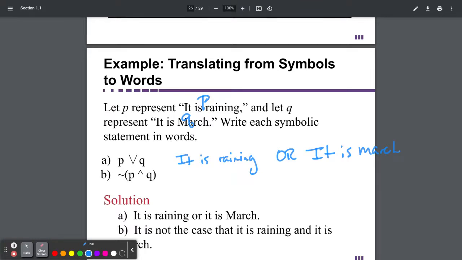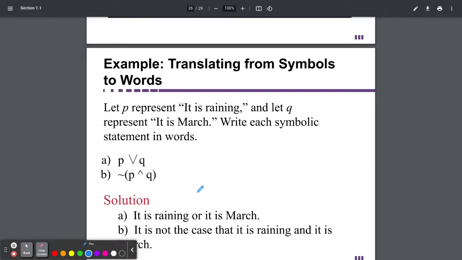You don't just guess your way through this, but the idea is, what would be the solution? All we're doing here is writing out the statement. So it's either it is raining or it is March. On the next one, it's the negation of that. It is raining and it is March, but it's a negation, so it is not the case that it's raining and it is March. We're just negating the overall statement.